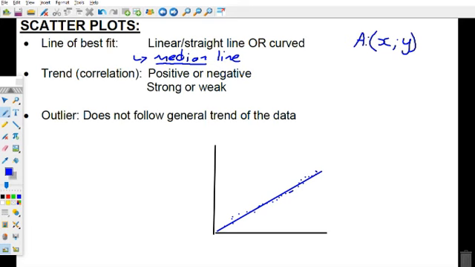Okay, so when we're talking about a trend, it's a correlation, positive or negative, strong or weak.